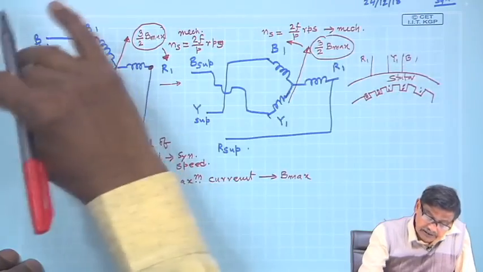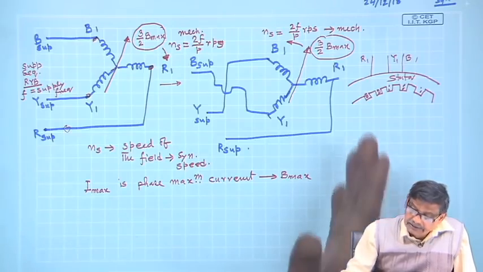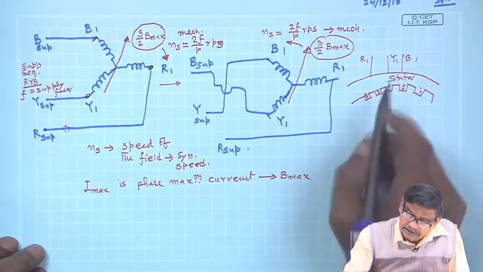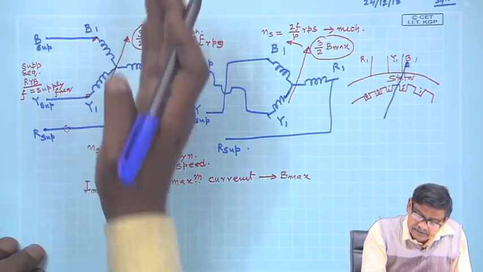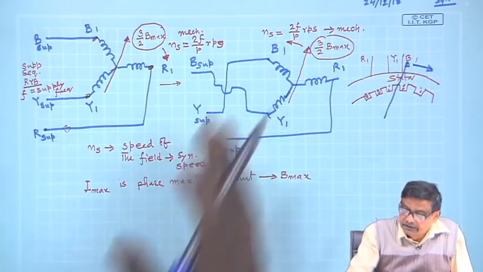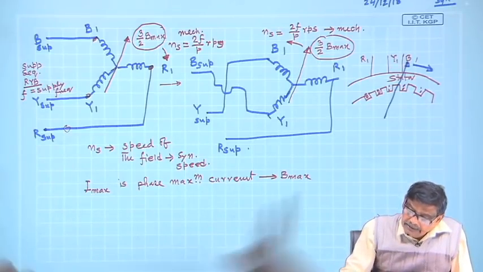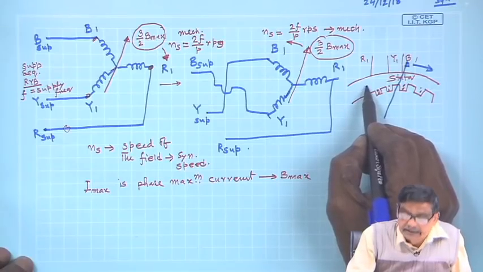This supply was connected here, and the result is a rotating magnetic field, a field pattern, and that is moving. A simple way to show it is by a line moving this way. Suppose the phase sequence is RYB, it is moving like this. And it is moving with respect to whom? With respect to the structure, that is the stator.